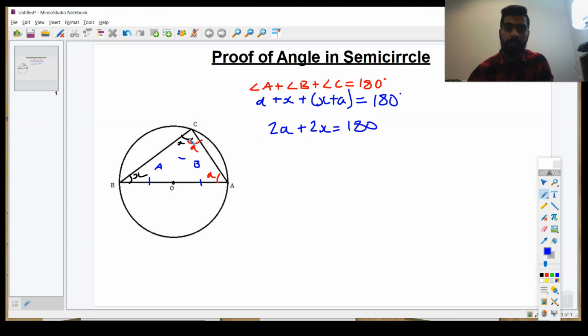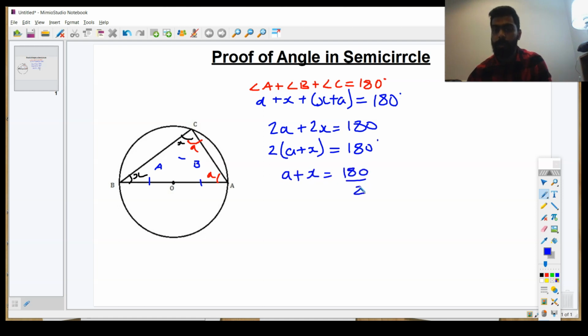Now we are looking at this angle which is X plus A. We have 2A plus 2X, but we need A plus X. So I'm going to factorize this by putting 2 in front of the bracket. If we factorize this, I have 2 times the bracket A plus X is equal to 180 degrees. And when I transpose this 2 to the other side, I would have A plus X is equal to 180 divided by 2. And therefore A plus X is equal to 90 degrees.